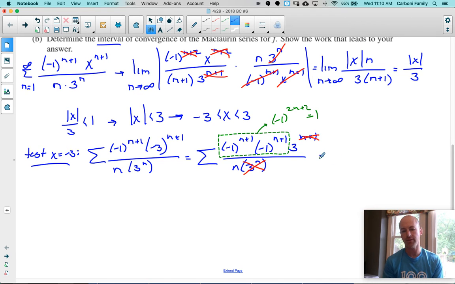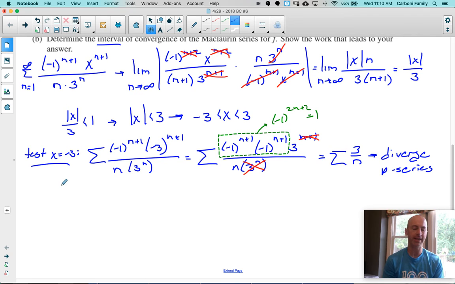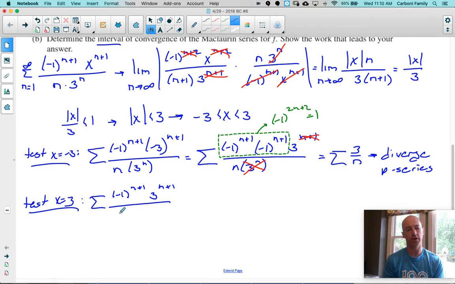And so this series ultimately simplifies to 3 over n, which will diverge by the p-series test. So we diverge at -3. Now we need to test x equals +3. And so if I plug in 3 for x, I'll have -1 to the n plus 1 times 3 to the n plus 1 over n times 3 to the n.